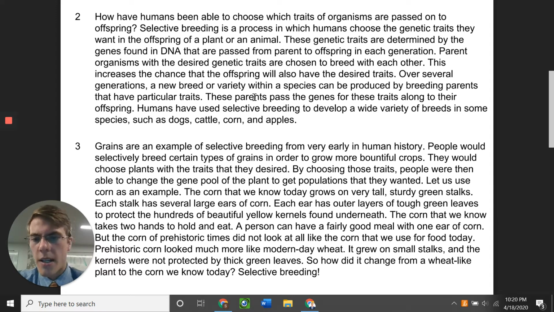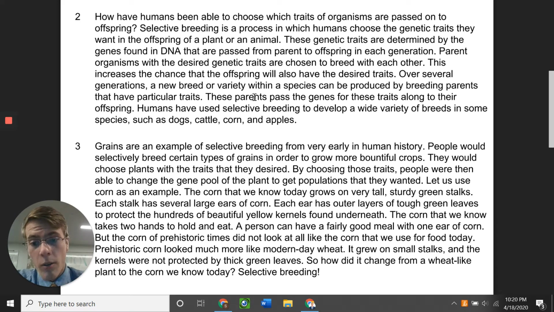Let us use corn as an example. The corn that we know today grows very tall, sturdy, green stalks. Each stalk has several large ears of corn. Each ear has outer layers of tough green leaves that protect the hundreds of beautiful yellow kernels underneath. The corn that we know takes 2 hands to hold and eat. A person can have a fairly good meal with 1 ear of corn.